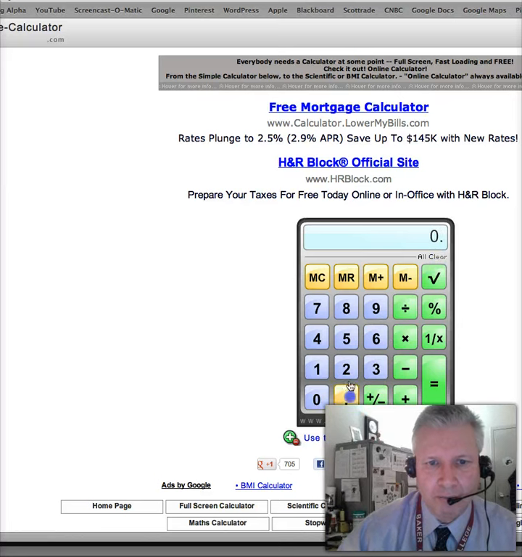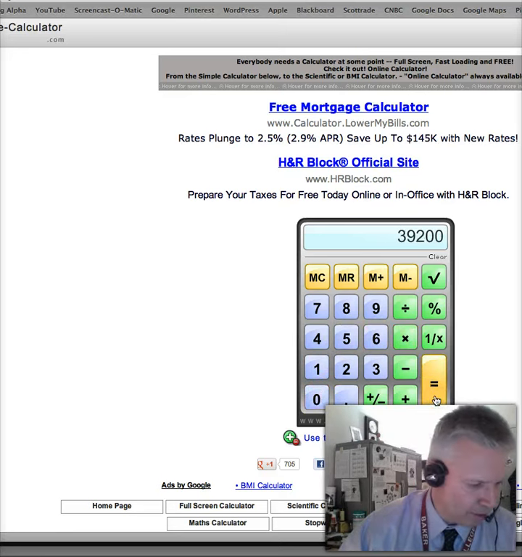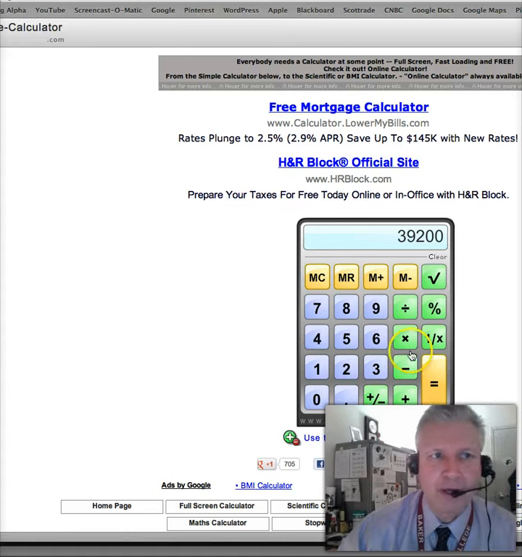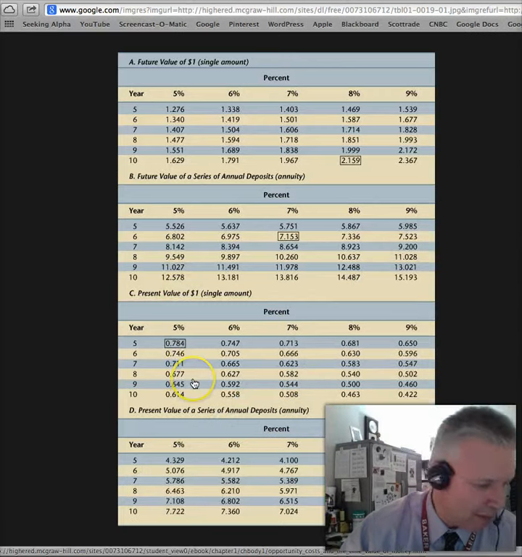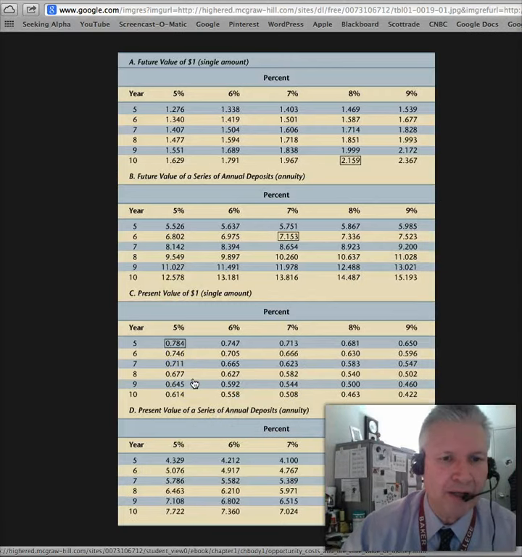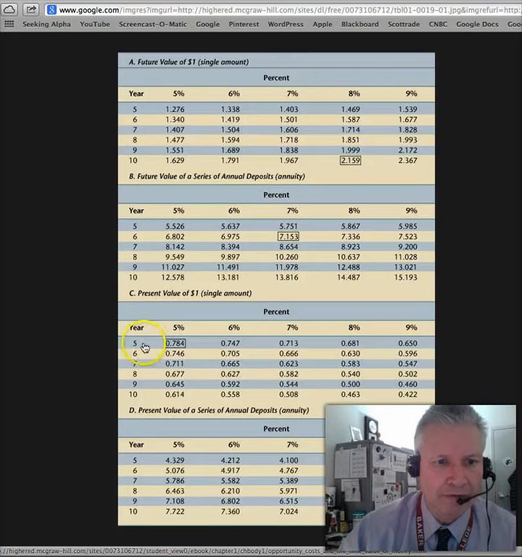Clear. 0.784, and we're going to multiply this by the amount of money that we know we need in the future, which is $50,000. $39,200 is the present value of that amount of money. So what that means is if we invest $39,200 for 5 years at 5%, we will have $50,000 when we're done.